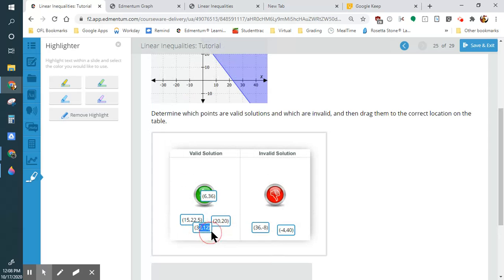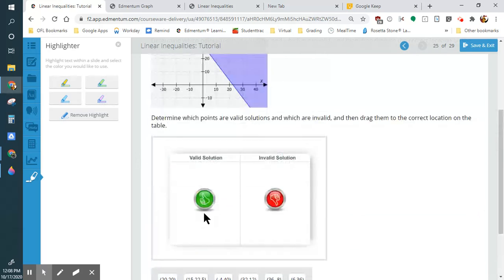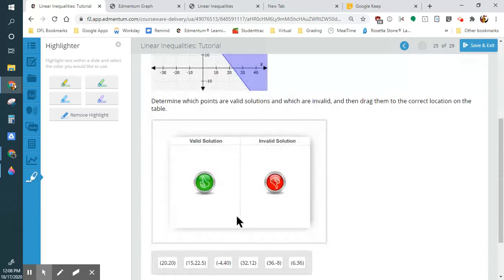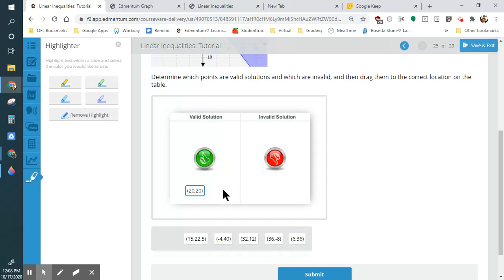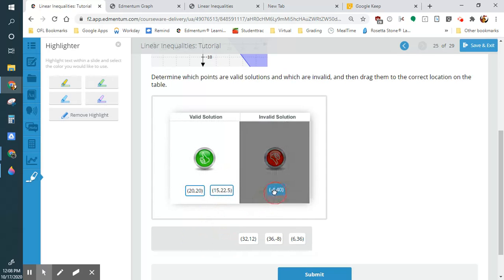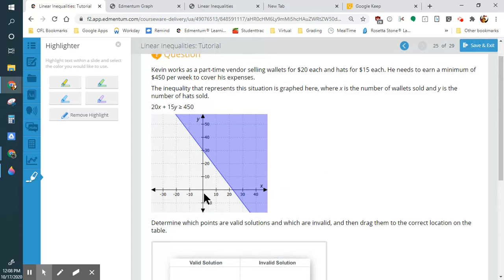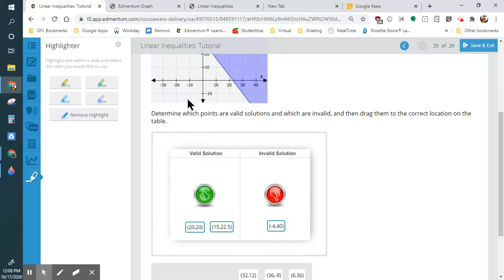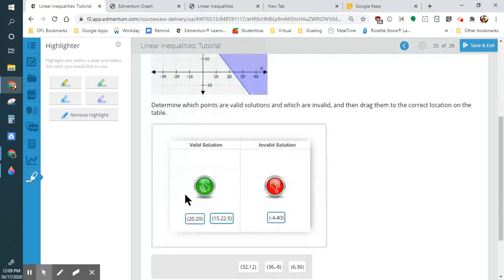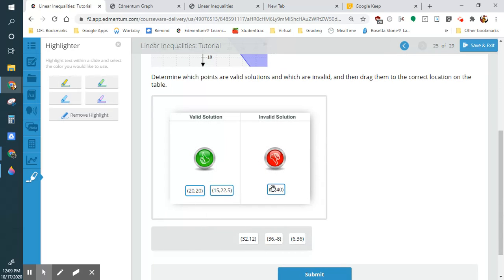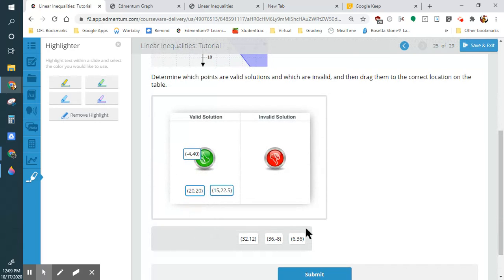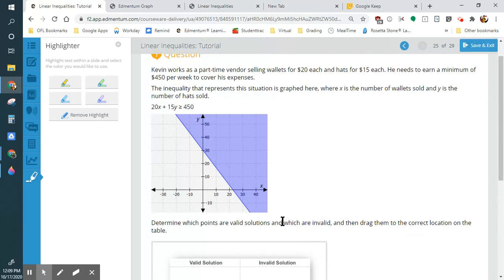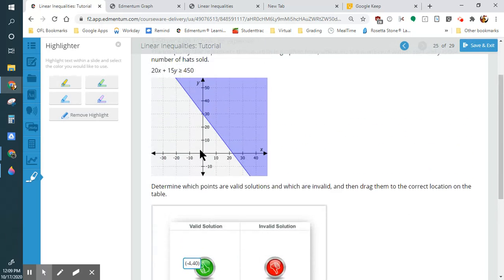Is there something here that's not working? How is that incorrect? 20 and 20, totally works. 15 and 22.5, that totally works. I don't know what they're talking about. We can't sell negative hats, so that automatically doesn't work. -4 and 40, I really hope they're not saying that it works. You can't have negatives. All right, so maybe they're just saying if it works or not. That's just weird to me.